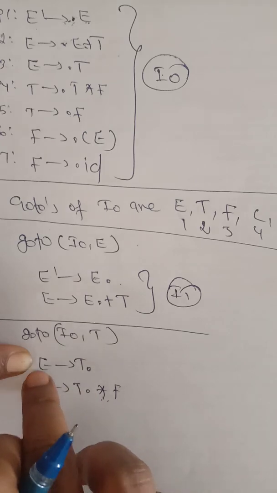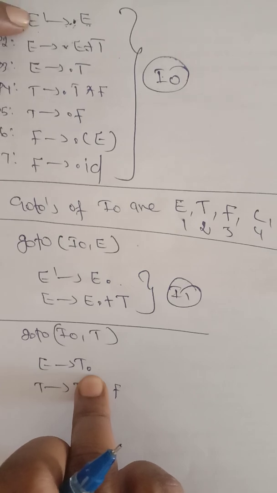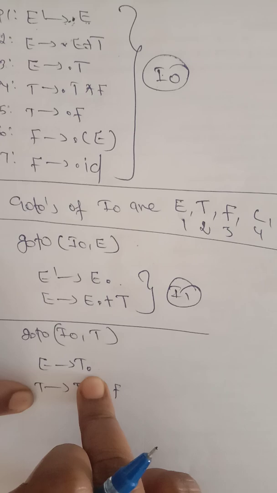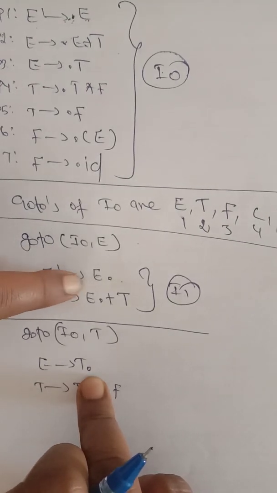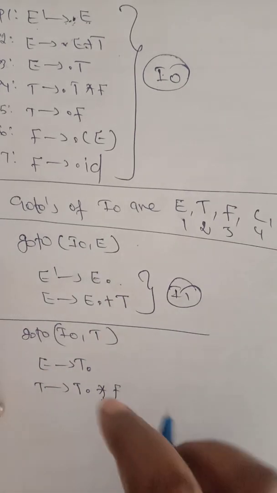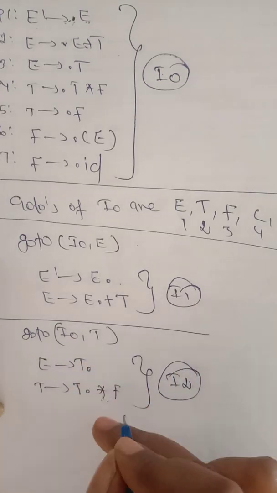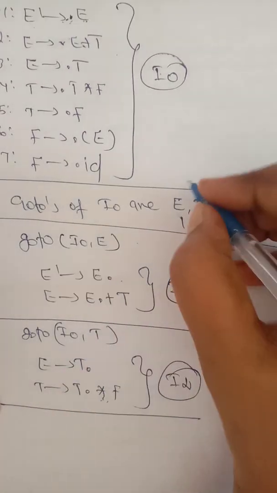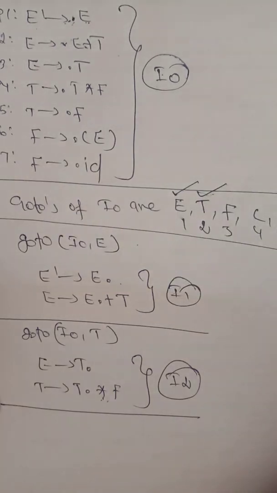Here E → T dot. I0 starts with E' → dot E, so it's not matched. And second, I1 starts with E' → E dot. Here E → T dot. It's not matched. So give a new name to these two predictions, I2. Okay, so goto of I0 comma E is over, goto of I0 comma T is over.